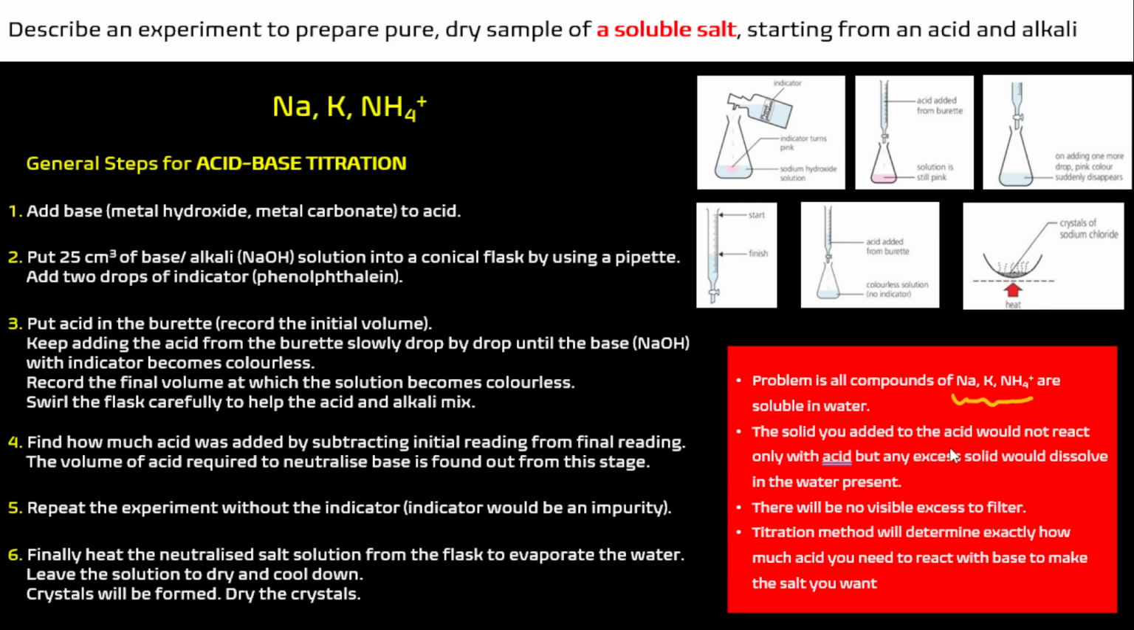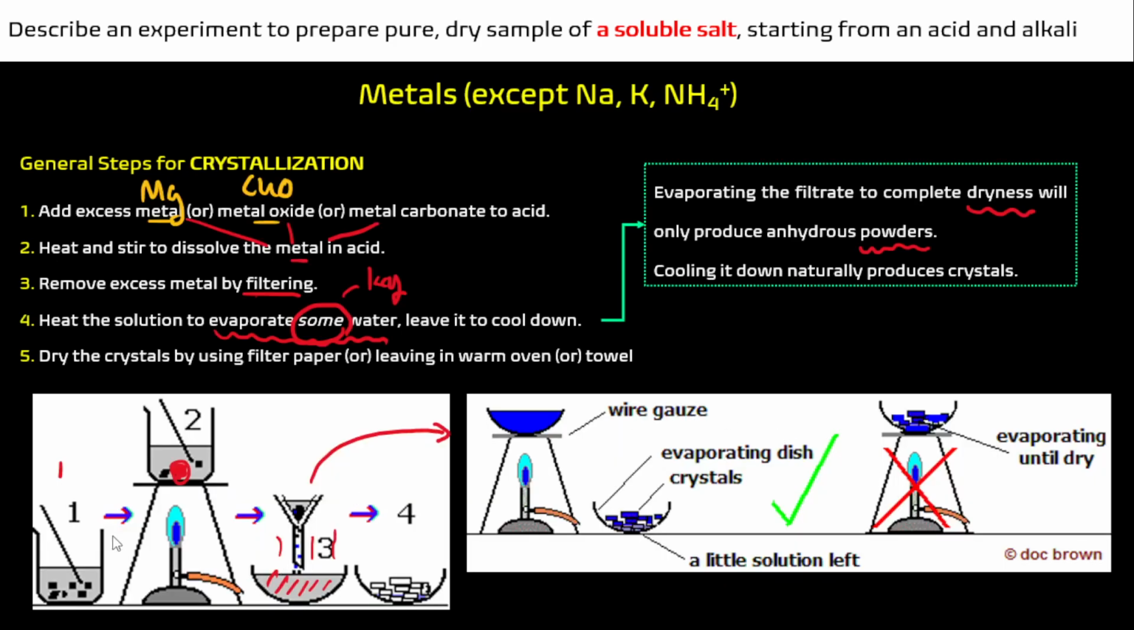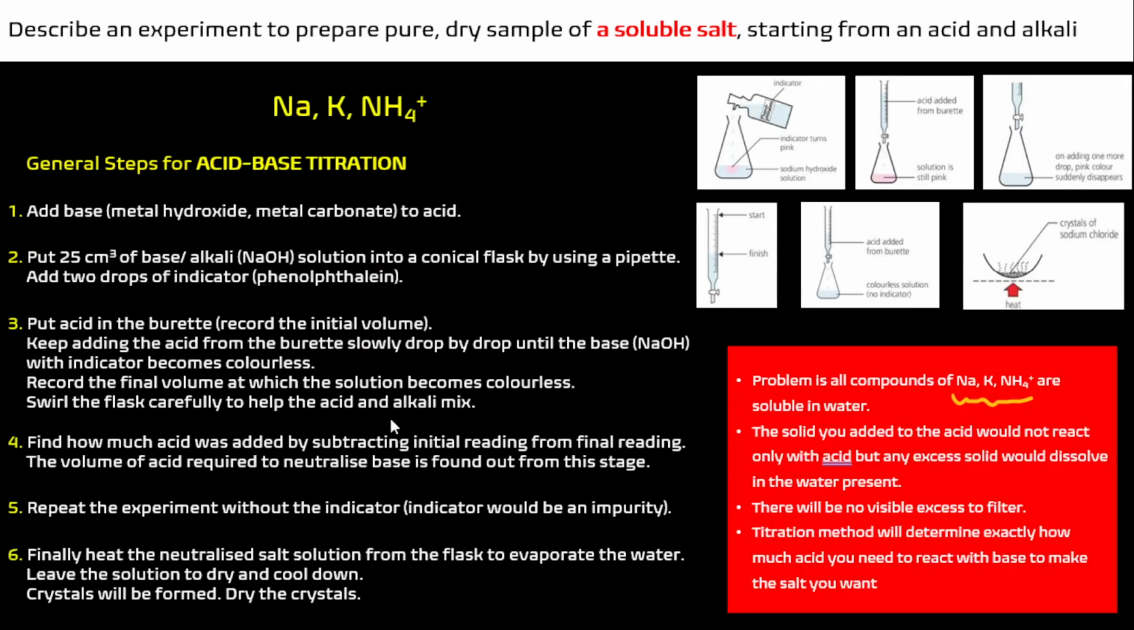If you remember our first table that we discussed, the solid that you add to the acid would not only react with the acid, but even if you have excess solid, it would still dissolve in the water present. Unlike our previous experiment where we were able to see an excess metal, for sodium, potassium, and ammonium we won't be able to see that excess metal, so we can't filter it out. That's why we need to use the titration method, which will help us find out exactly how much acid we need to react with the base to make the salt that we want.